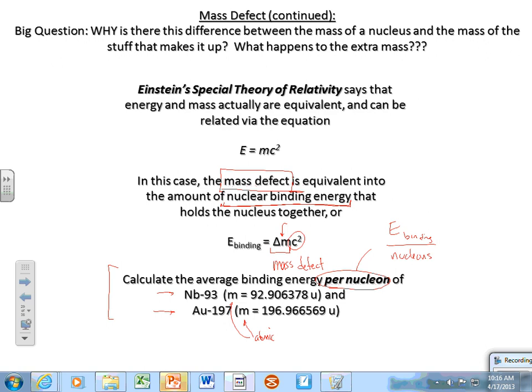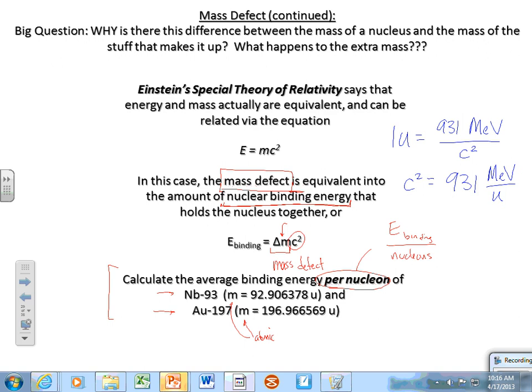The one thing we need here is a conversion factor that's given to you in the AP reference table: one unified mass unit is equivalent to 931 MeV per c squared. Some things use 931.5. So that means you can write c squared as 931.5 MeV per u.